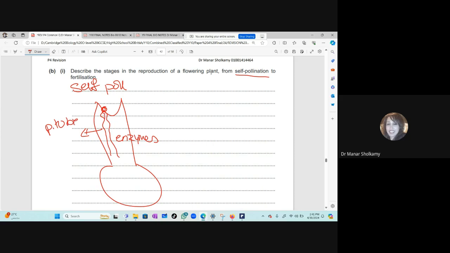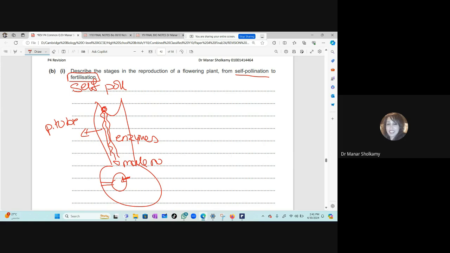And what will move down the pollen tube? The male gamete. Yes, the male nuclei, correct. You're right. The male nuclei. And then where does it go? To the ovary and fertilizes the ovule. Very good. And it enters through a small hole. What's the name of this hole? Micropyle.